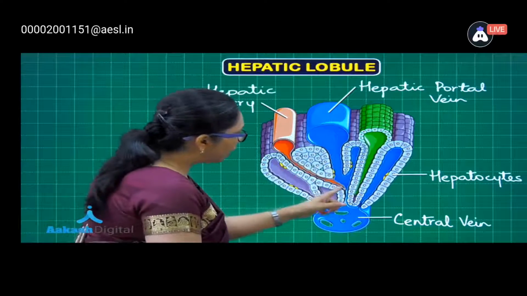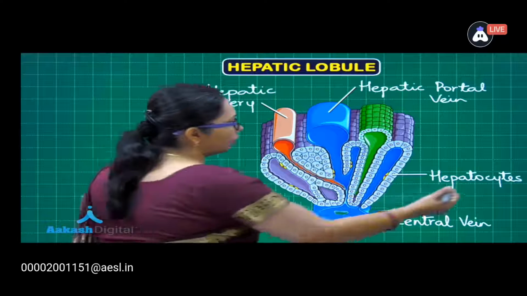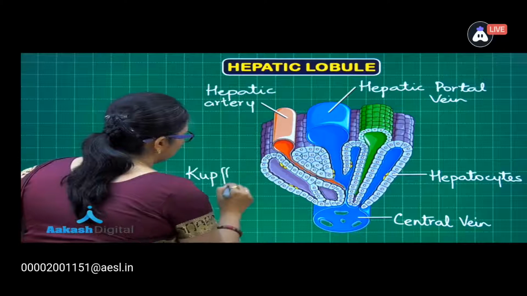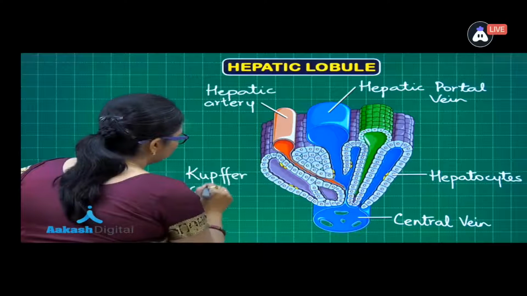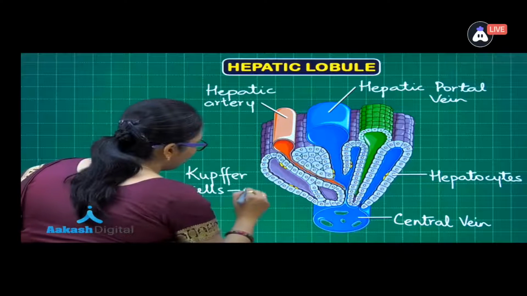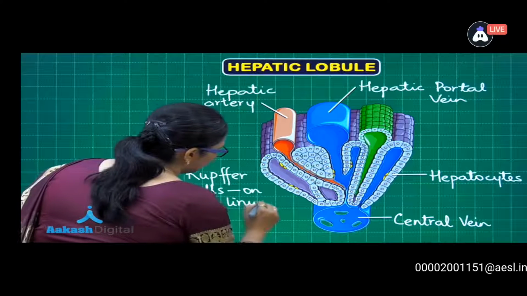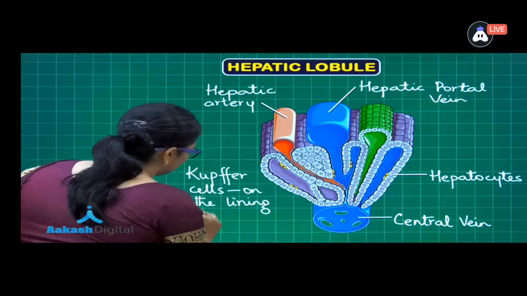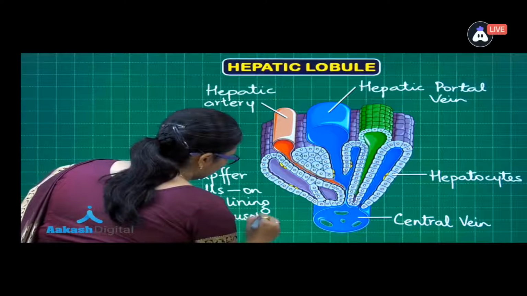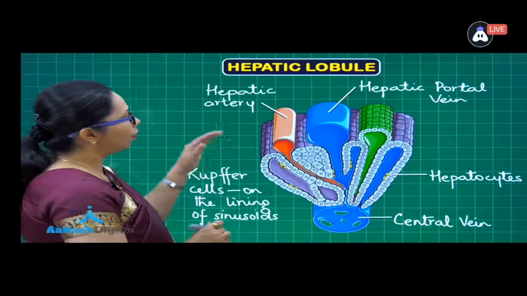And there are cells which are lining these sinusoids, which cannot be very clearly seen here, but we can mention them, and those are the Kupffer cells. These cells are on the lining of sinusoids. And these Kupffer cells are phagocytic cells.